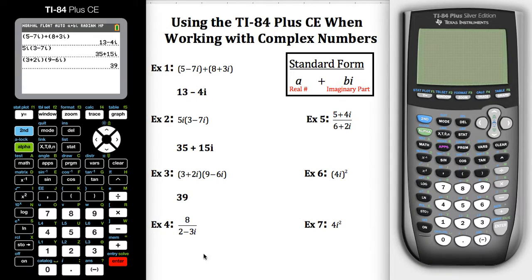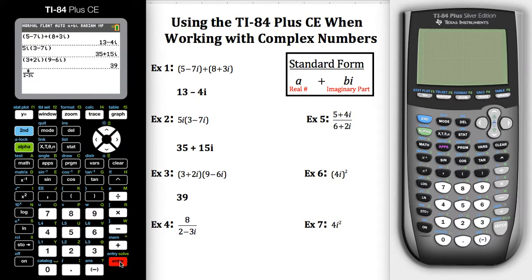Now example 4 is the one where, when using the newer calculator, it's going to work very, very nicely. You can use your fraction button and put it in, and it's going to work it just like all of the others. The shortcut to getting to that fraction option is alpha, y equals. Your fraction menu will come up. You're going to select 1 so that you have your fraction template. You can put 8 in the numerator, and you can go 2 minus 3i in the denominator.